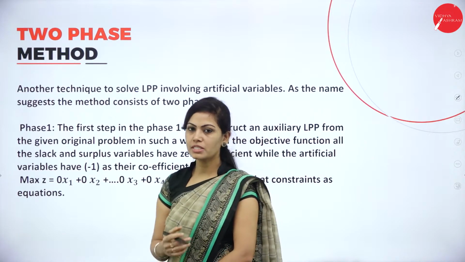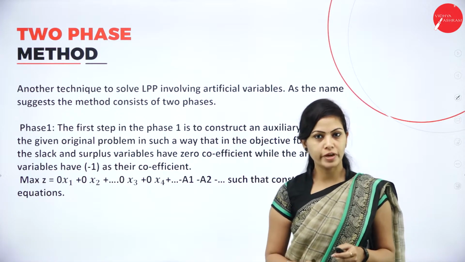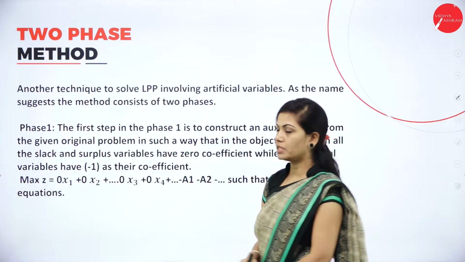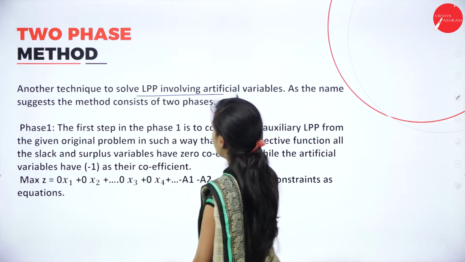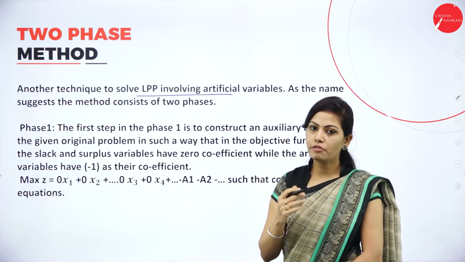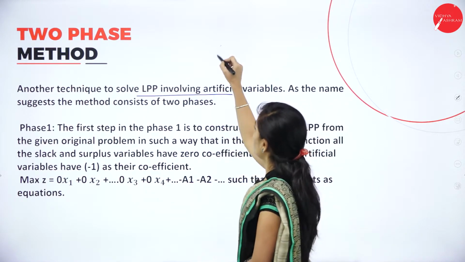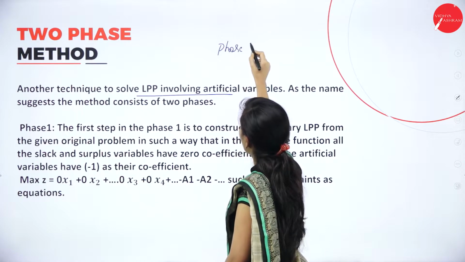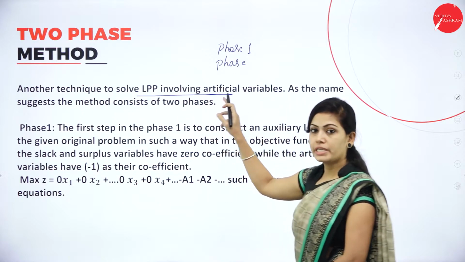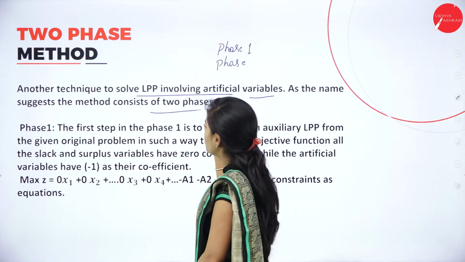Two-phase method. So what is this two-phase method? As the name suggests, the method consists of two phases, phase 1 and phase 2. So what is the definition of two-phase method? Another technique to solve LPP involving artificial variables. So here we are adding the artificial variable also in two-phase method. Here we have two phases, phase 1 and phase 2. And also it consists of artificial variables. As the name suggests, the method consists of two phases.